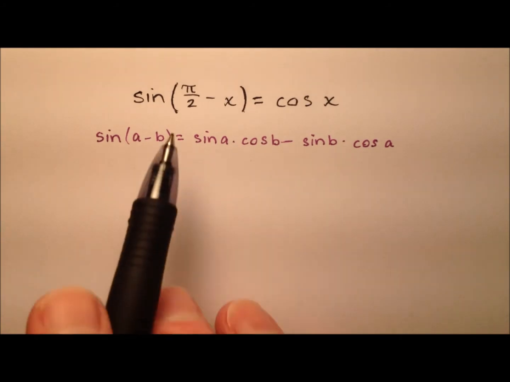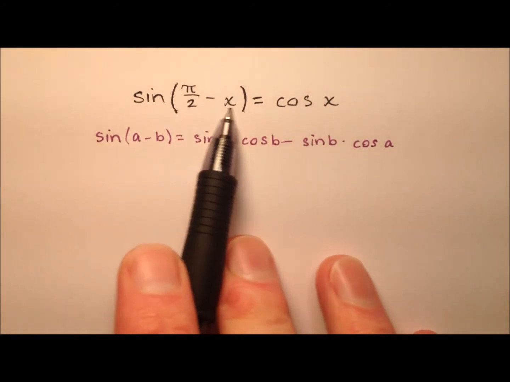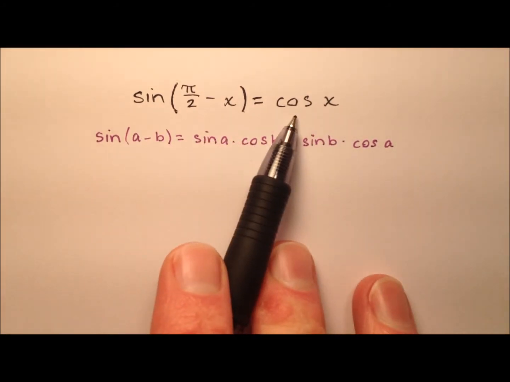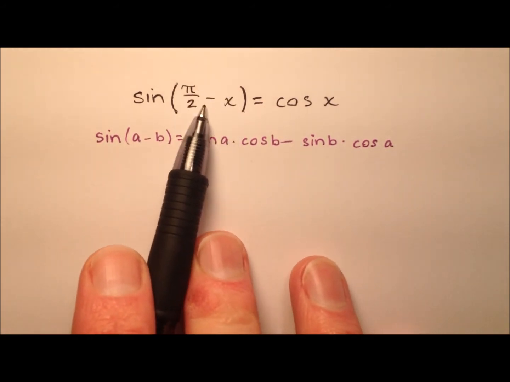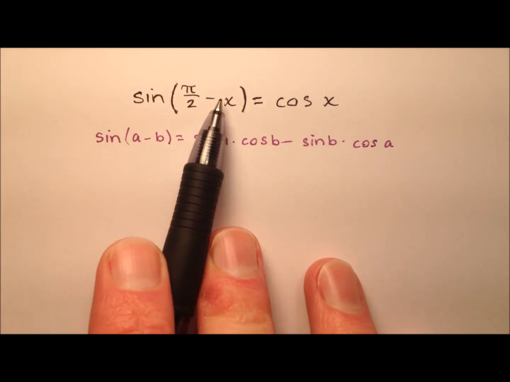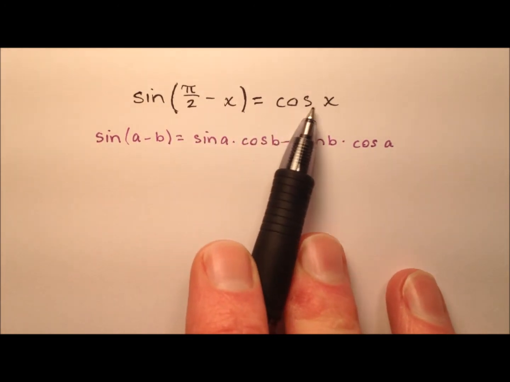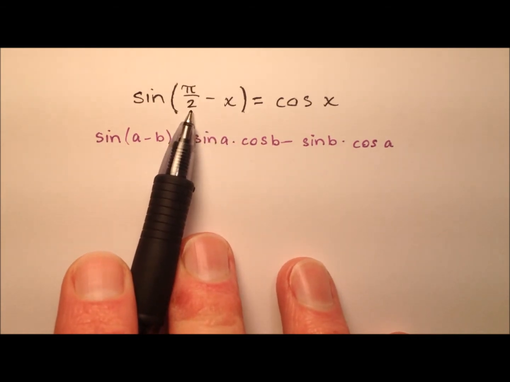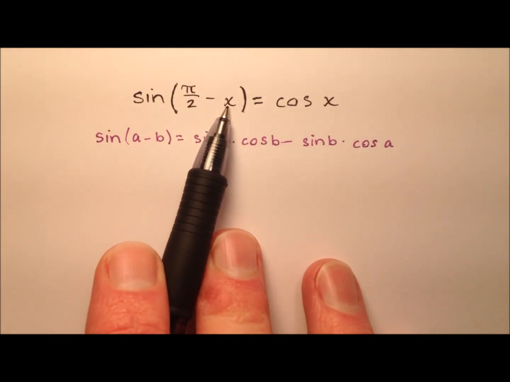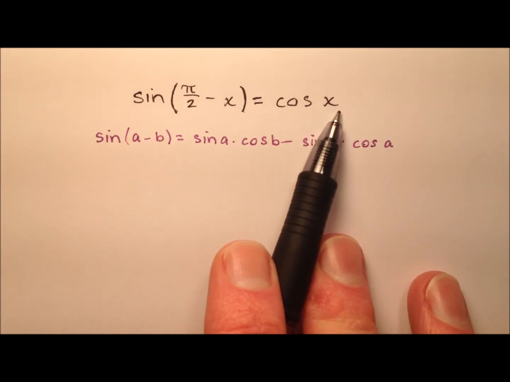In this example, I'm going to take a look at verifying or proving this cofunction identity. We have the sine of the difference of two angles, pi over 2 and x, and that's going to equal the cosine of x. Well, what is it that we really have? Pi over 2 is going to be 90 degrees, so 90 minus x, along with this angle x.